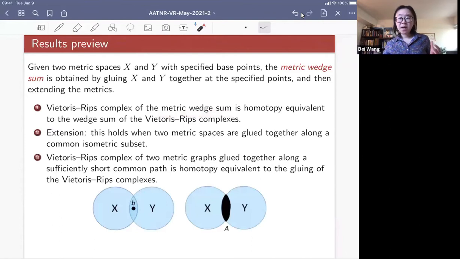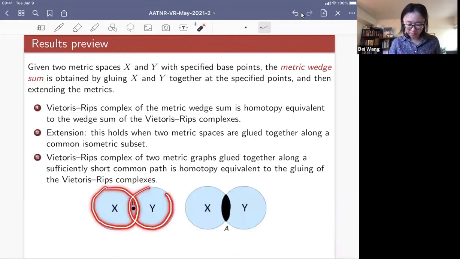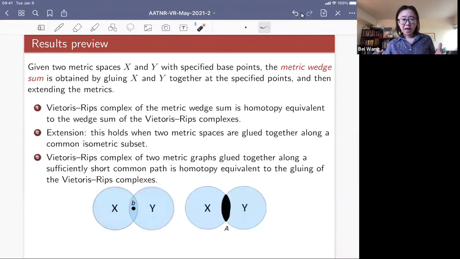And if we study the Vietoris-Rips complex of this wedge sum, we can show that it is homotopy equivalent to the wedge sum of the Vietoris-Rips complexes of the individual spaces. So this is the simplest form of gluing. What this result is saying is that if I take each individual space with its base point, compute their VR complexes independently, and take the wedge sum of those, that is homotopy equivalent to the Vietoris-Rips complex of the entire glued space.